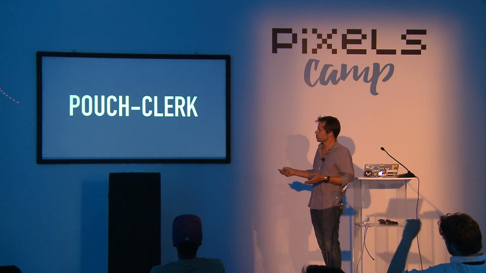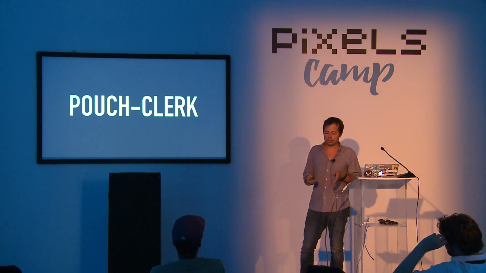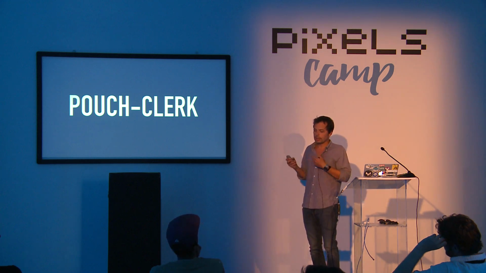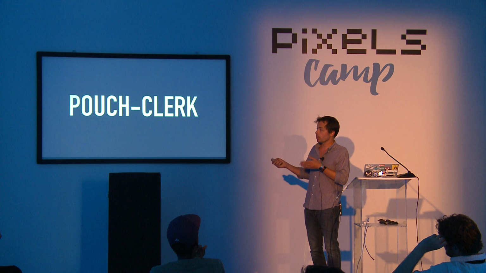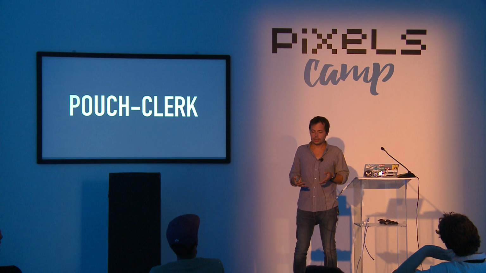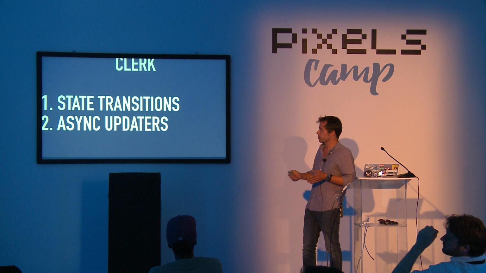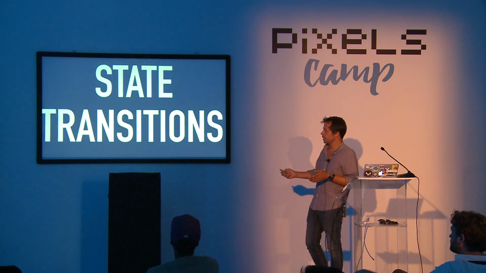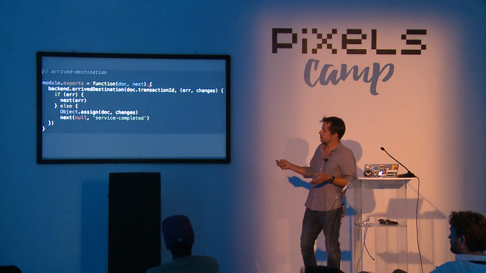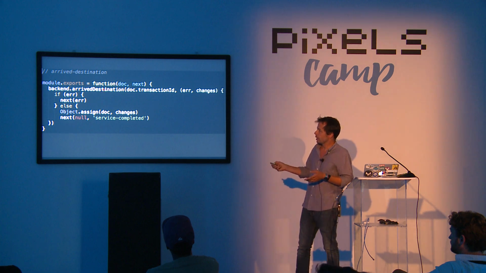So I'm going to use a library called PouchClerk, and PouchClerk is a Node.js package that allows you to listen to changes, do exactly what I described, which is listen to changes on a given document and react to those changes, and also do asynchronous updates. I'm going to show you. So two things, state transitions and async updates. State transitions are just a callback function that gets invoked once there is a transition.